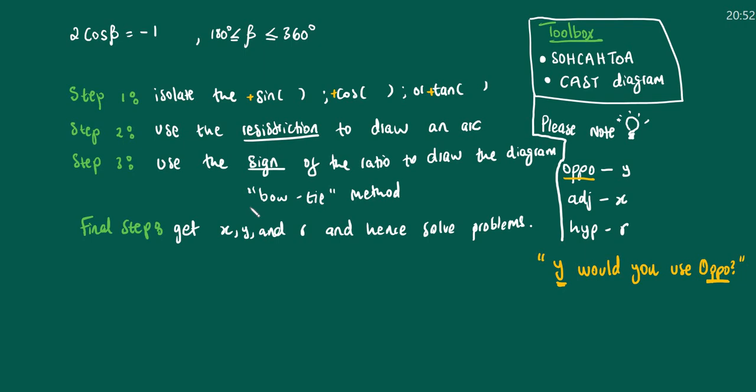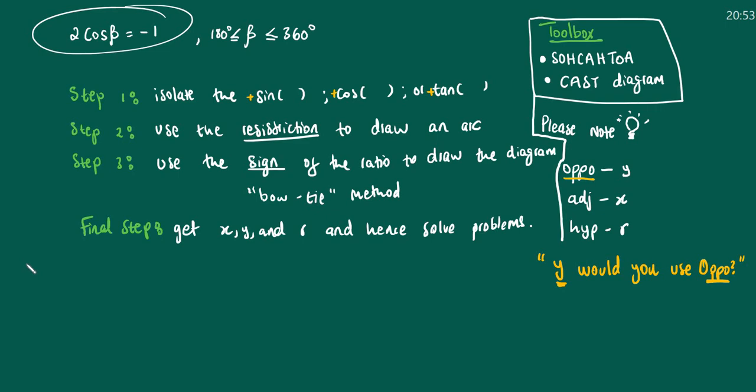Let's see how we can apply this, right? We're going to apply this on the first problem that we have there. How do we isolate the ratio on this problem? First of all, since there is a 2 here, you need to remove that 2. And because it's attached to cos, the only way to remove it is to divide, right?